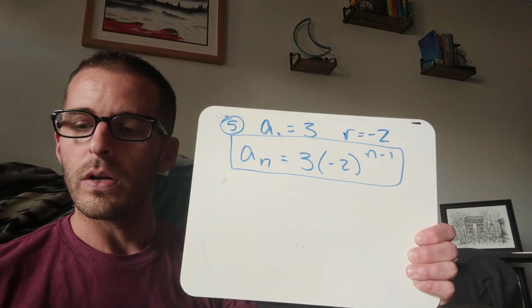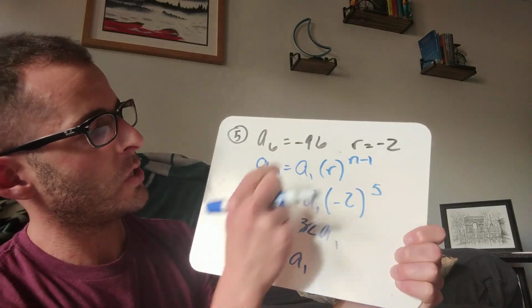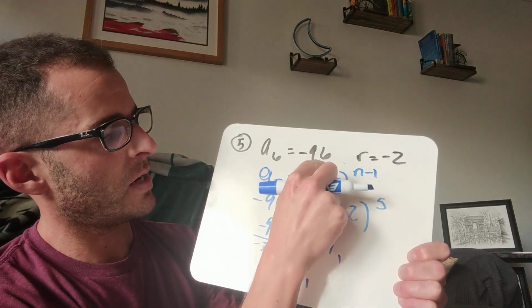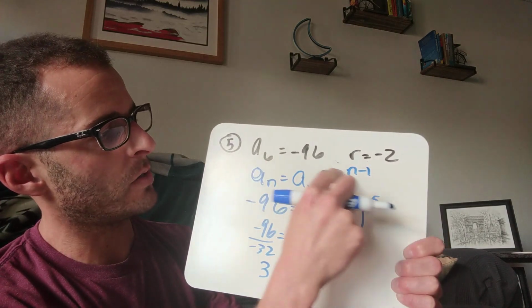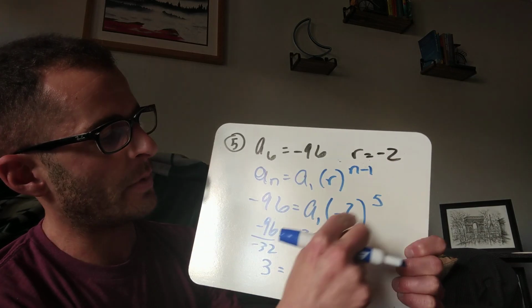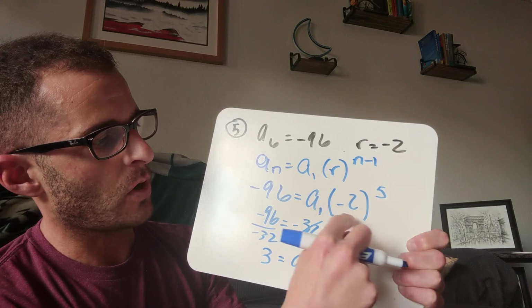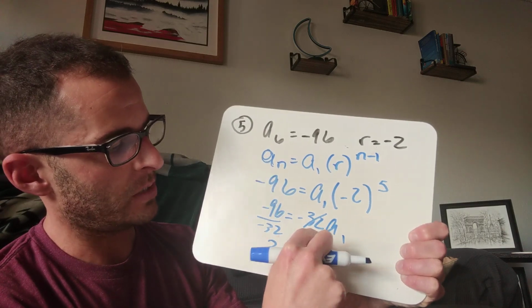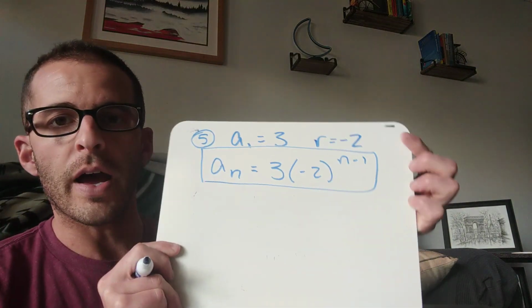Alright, so to recap, we did a lot of work, but it wasn't too bad. We broke apart this information to plug it into the rule, knowing that the sixth term is negative 96. So negative 96 is the term I'm on. It's the sixth term, so the exponent is always 1 less than that, so that's 5. The common ratio goes in for r, making sure I use parentheses. And a sub 1 is my variable, so I can do the math. Negative 2 to the fifth power is negative 32. It's being multiplied, which means division undoes it, and 3 is my first term. So when I know my first term and I know my common ratio, I have a rule.